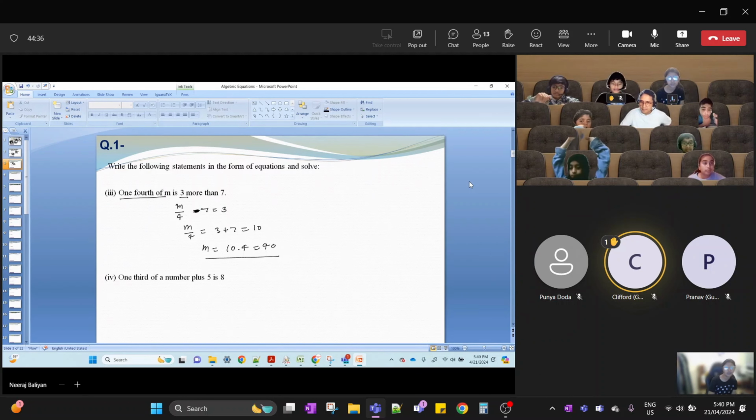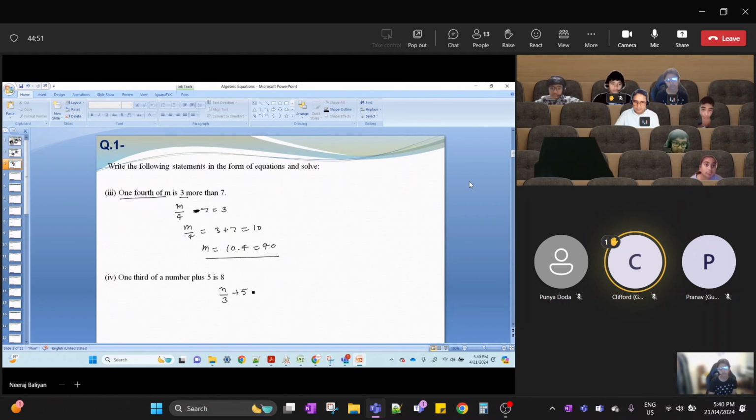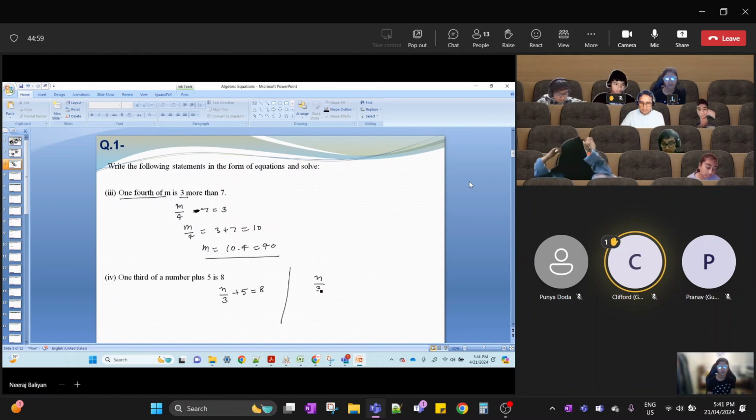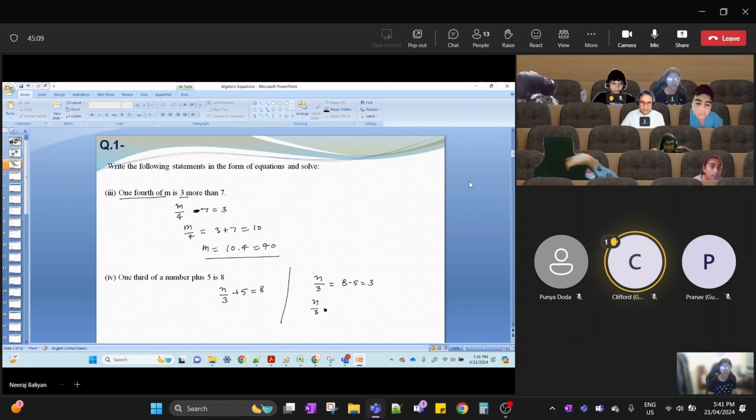1/3 of a number plus 5 is 8. So if the number is n, that means n by 3 plus 5 equals 8. So then you would take plus 5 to the other side, so then n by 3 equals 8 minus 5, which is 3. So n by 3 is equal to 3. That means n equals 3 times 3, which is 9.